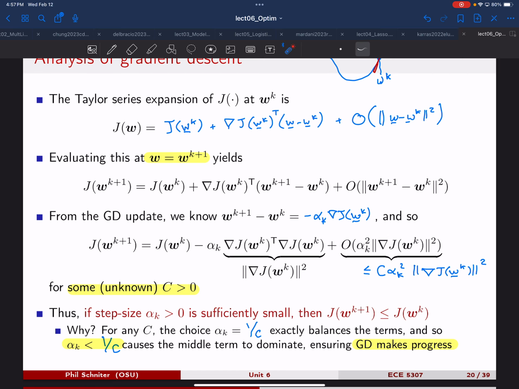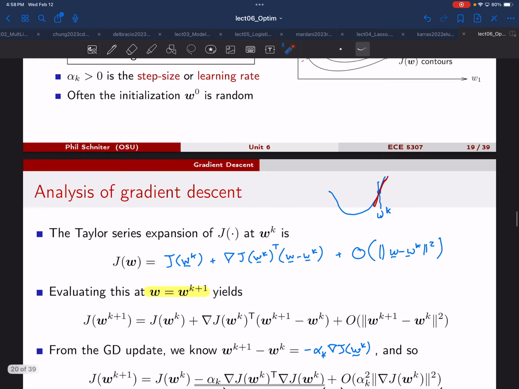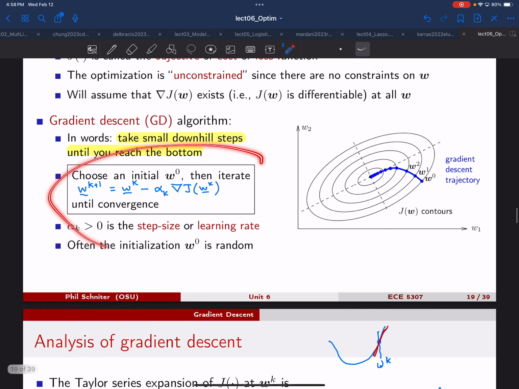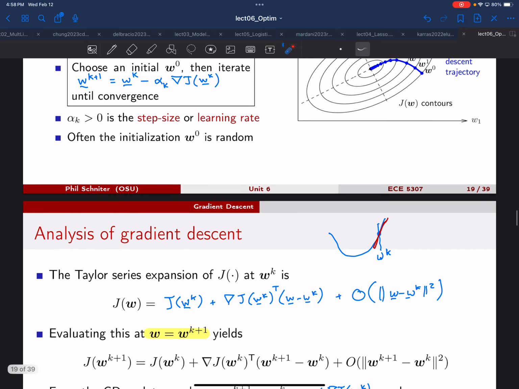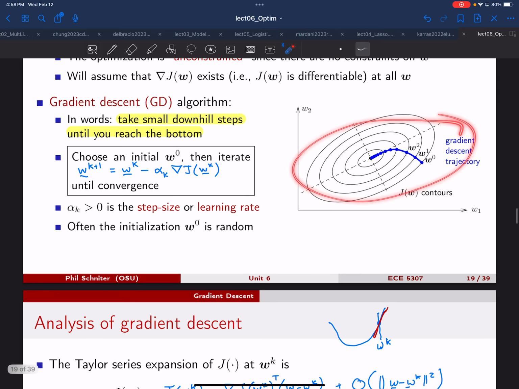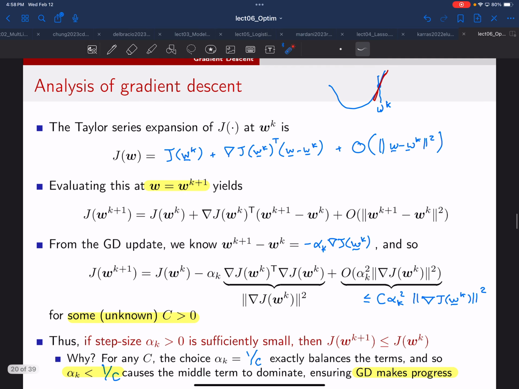But the overall thing we've done here is we figured out that this idea works if we choose a small enough positive step size. Then, yes, we will make progress with this algorithm. This will actually work.